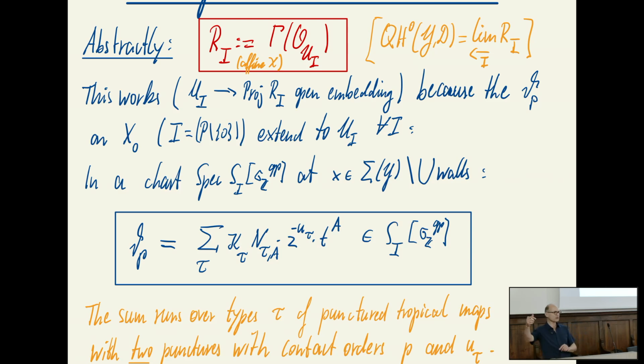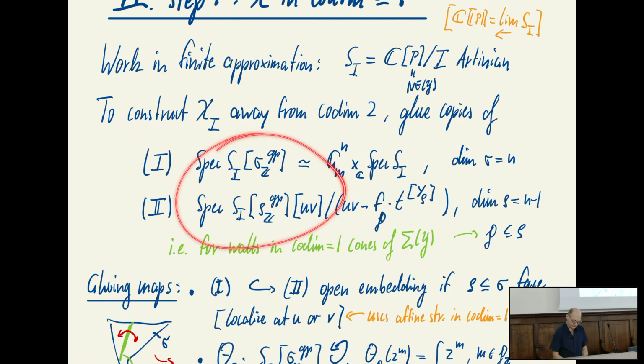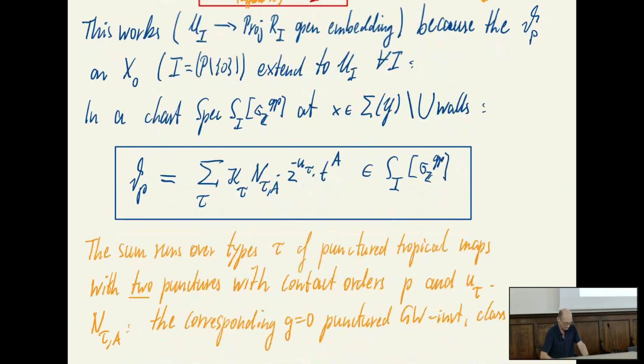So p would now be a contact order, okay? So for each contact order, write down our function on ui. So the theta p, I have to give you a function on each of these local models, right? So let me show you what the local model is, what the function is here on these sigma z group.